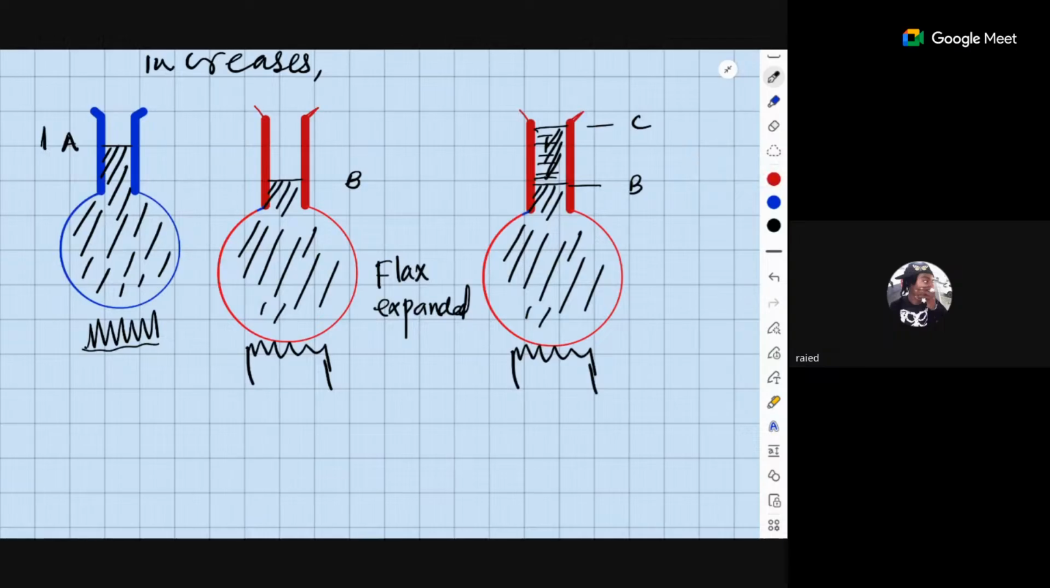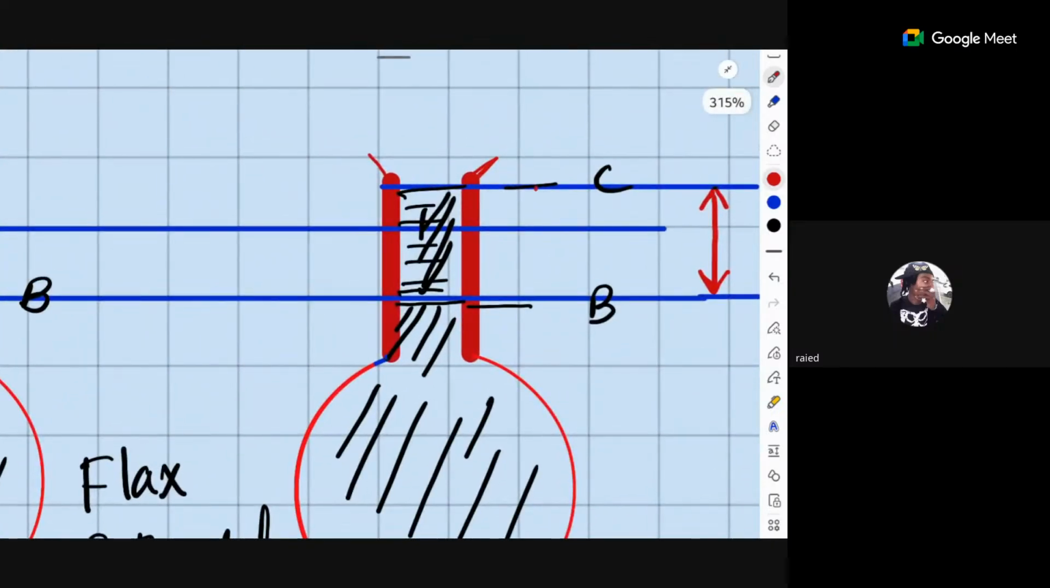So actually, what happens? In the initial stage, the liquid had this level. At the intermediate stage, it had this level, and finally the liquid has this volume. So what is the actual expansion in the liquid? Is it from B to C, or A to B, or A to C? Sir, B to C. Well done.